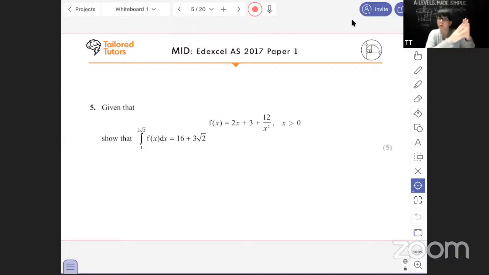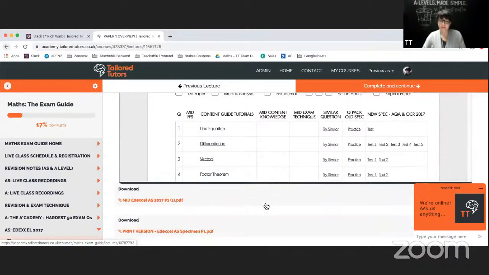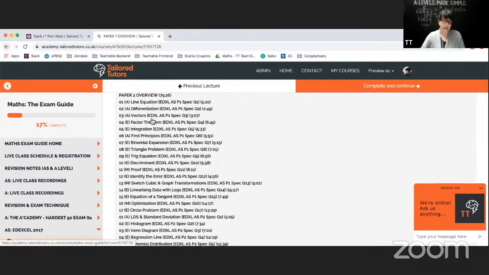Now, normally you will have done an entire paper, so you would be doing these one at a time through the paper. You wouldn't be doing a question, mark a question, do a question, mark a question. But this is just a preview. So this is the page that you were on with your MID, and here is question 5, integration. So you're going to click on that, and then that's going to take you to a page with 3 videos.